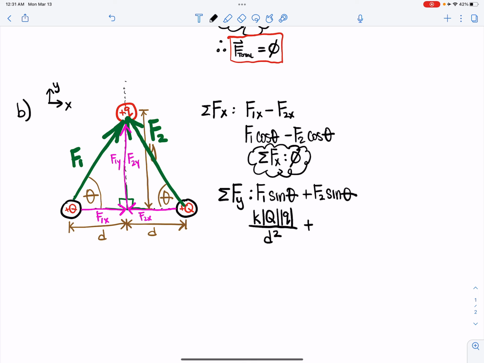So that's plus, same thing for F2. It's also, sorry, I forgot sine theta. So this time sine theta plus F2 sine theta, which is, F2 is also k times the source charge for F2, which is this now, right? Positive capital Q times little q, which is the charge of our point, divided by d squared.